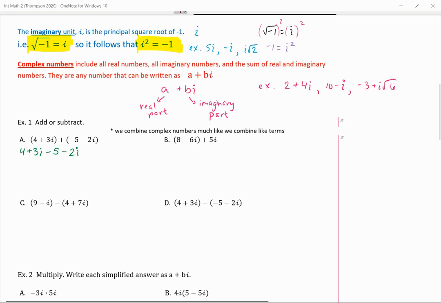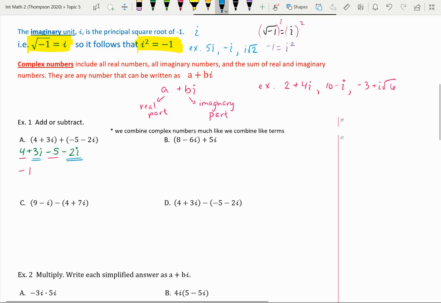Then I'm going to combine like terms. So I'm going to combine the real parts and the imaginary parts. So I have 4 and minus 5. Those are real parts. They combine and I get negative 1 plus 3i minus 2i. 3 i's minus 2 i's gives me plus 1i. Okay, so my answer is negative 1 plus, and instead of 1i, I'm just going to write i. And I'm going to leave it like that. I'm always going to write the real part and then the imaginary part.